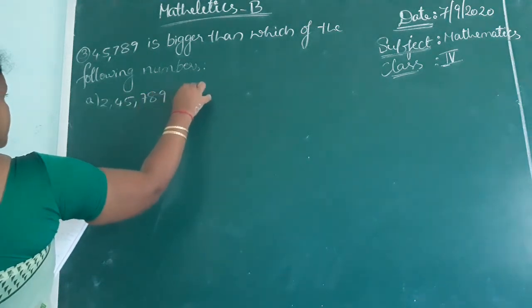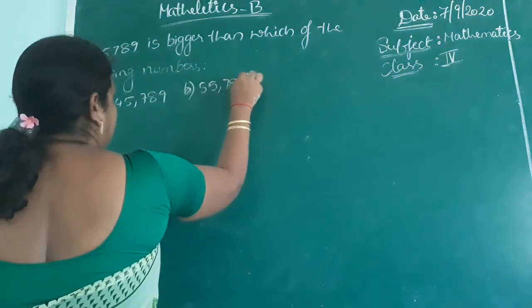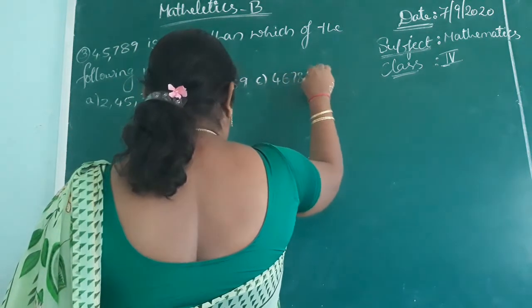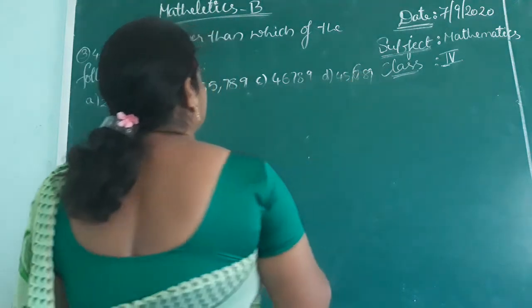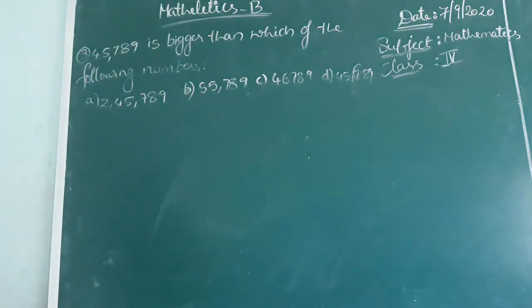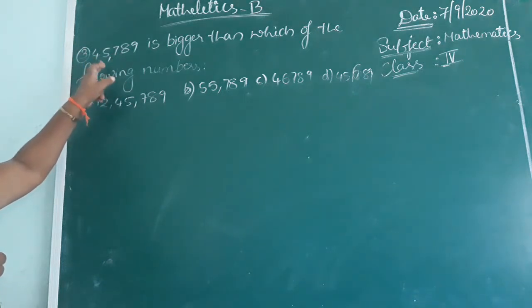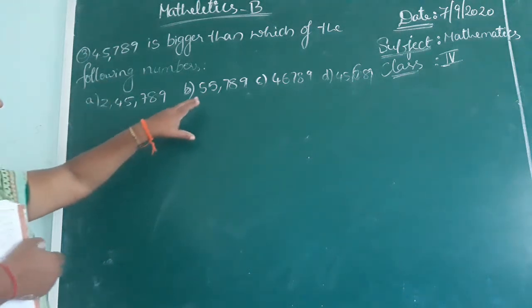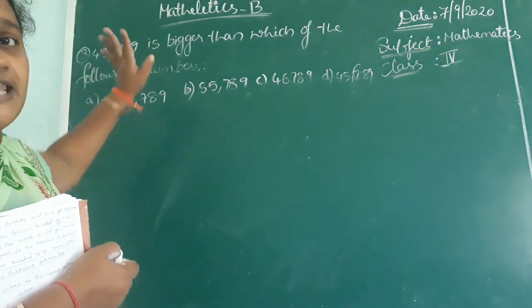A, 2,45,789. B, 55,789. C, 46,789. D, 45,689. That means, this number is bigger than which of these numbers? This is lakhs, but it is in 10,000s. It's not. That means you have to choose the number which is smaller than this number.